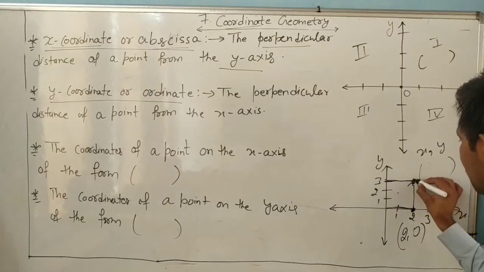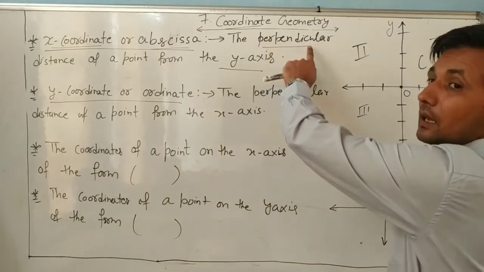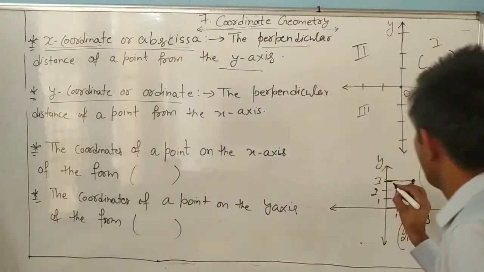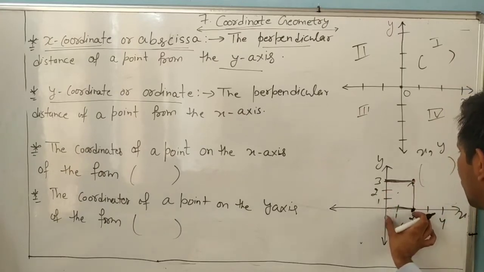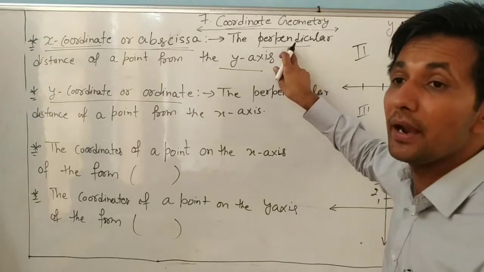So look at it, it is a point, and if we want to find its x coordinate, what will we check? The perpendicular distance from the y axis. So how far is it from the y axis? It is this distance. So this distance is equal to how much? It is 2. Understand?